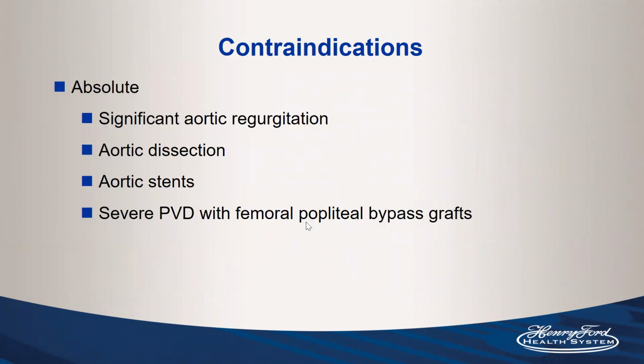So absolute contraindications are aortic regurgitation, for the same reason why you don't want it inflating before that aortic valve closes. Aortic dissection, since it's going up and down in the aorta. Aortic stents, so you don't want to put the balloon up and down when you have stents in the aorta. And then severe peripheral vascular disease, and that's really just because of the vascular access to put these.